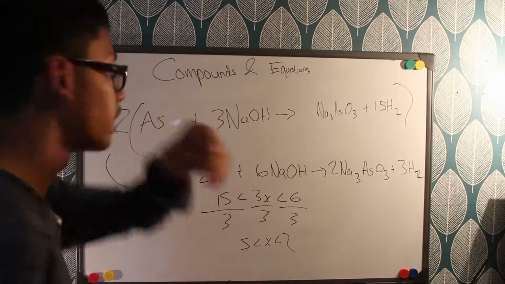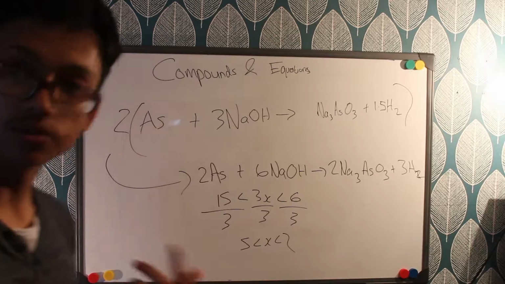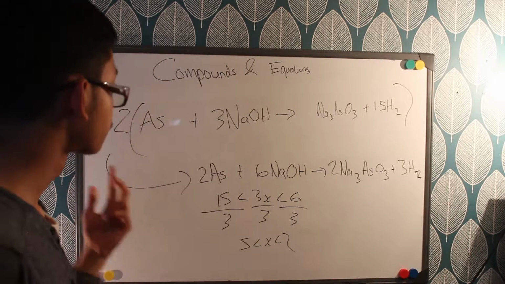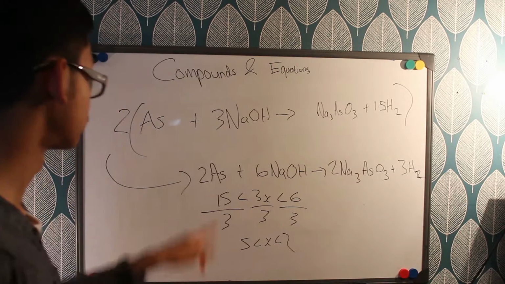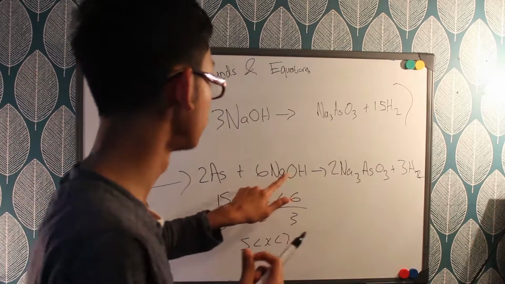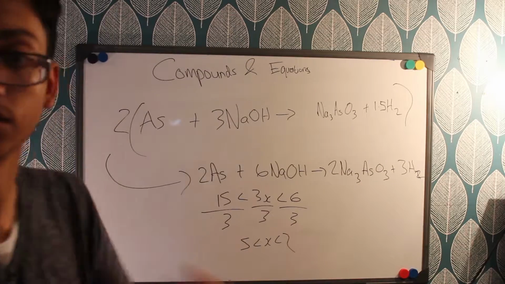Now this is why I like these type of things, because obviously maths is involved, and of course it does require a bit of thinking with chemistry equations. So yeah, this is a common way to balance this. And to check if it's balanced: 2 arsenic, 6 sodium, 6 sodium, 6 oxygen, 6 oxygen, 6 hydrogen, 6 hydrogen. There, it's balanced.